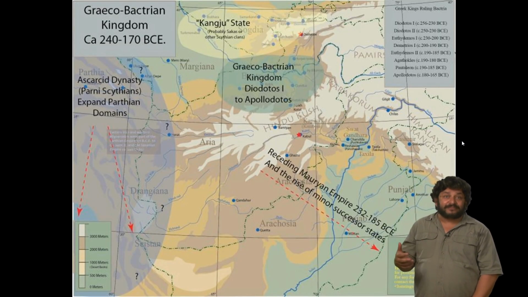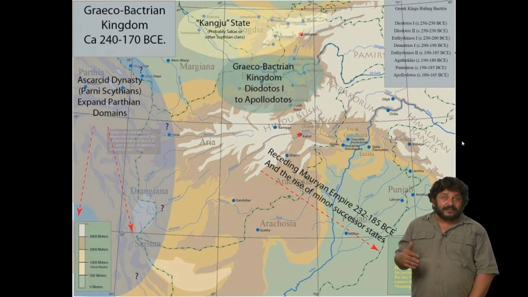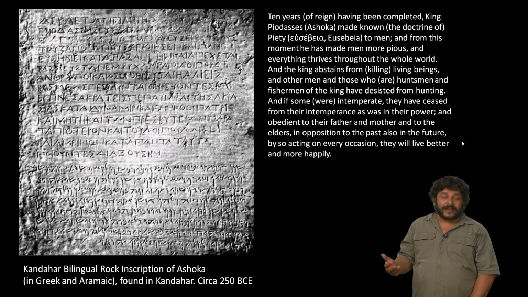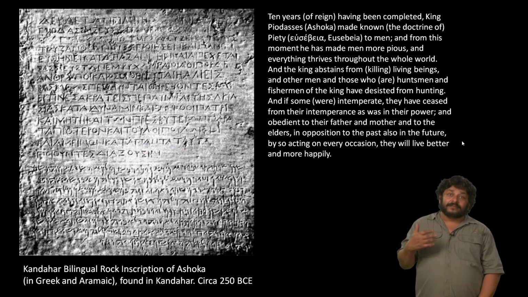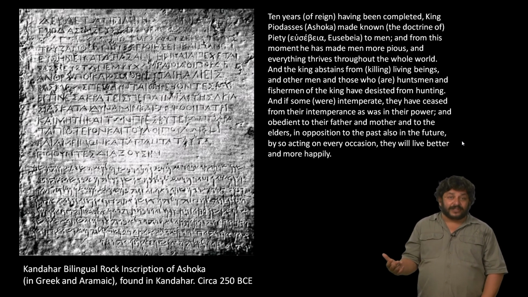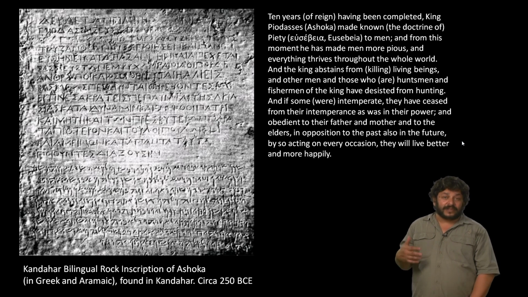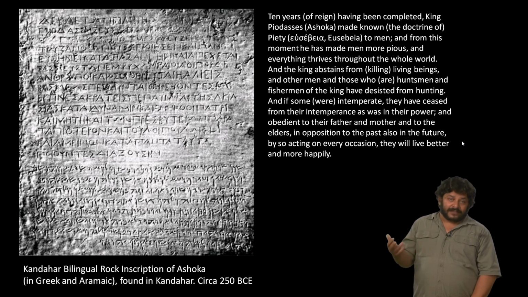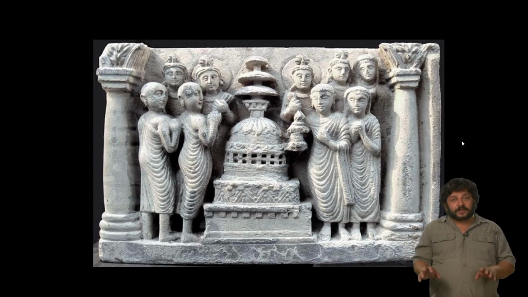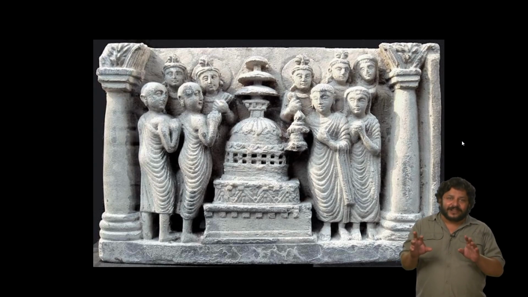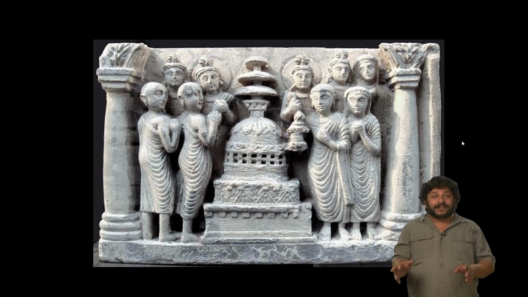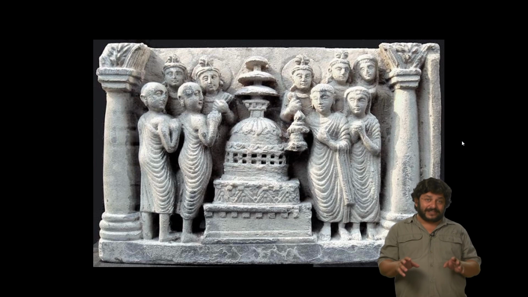You also have a set of kingdoms called the Greco-Bactrian kingdoms, which slowly embrace Buddhism, and it is in these kingdoms that you start seeing stupas and also bilingual inscriptions of Ashoka in both Greek and Aramaic, sometimes in Kharoshthi. The languages vary, the scripts vary. And it is from here in this period that you start seeing reliefs which show you the constructed stupas and how they are being worshipped by populations in the area.